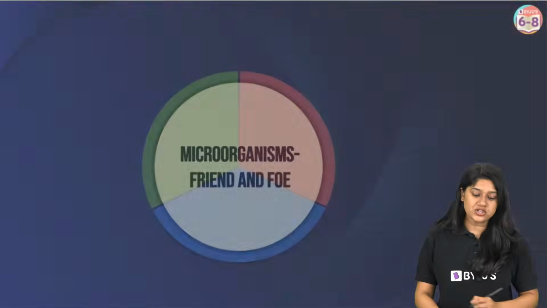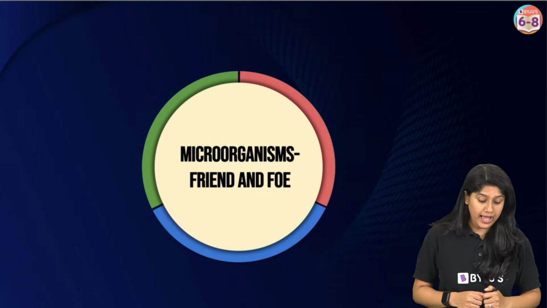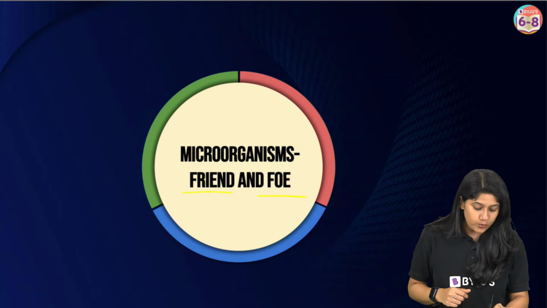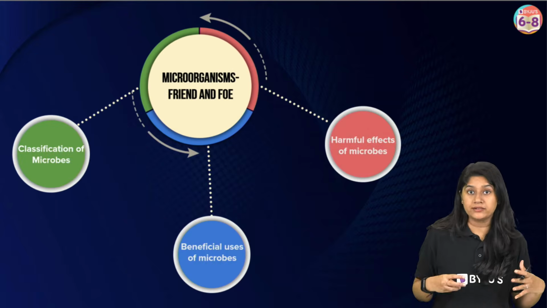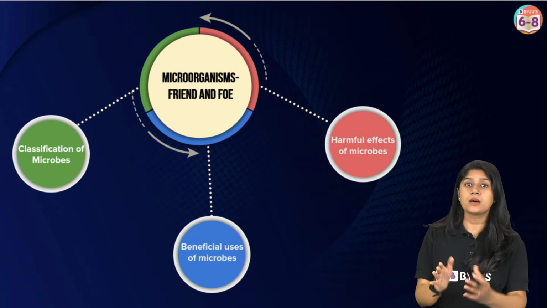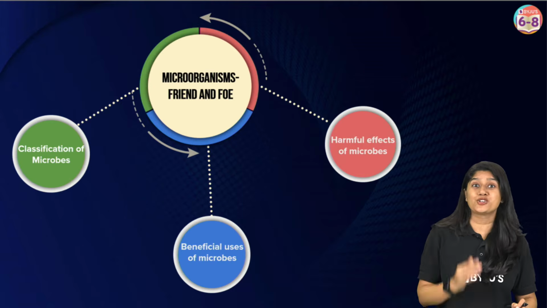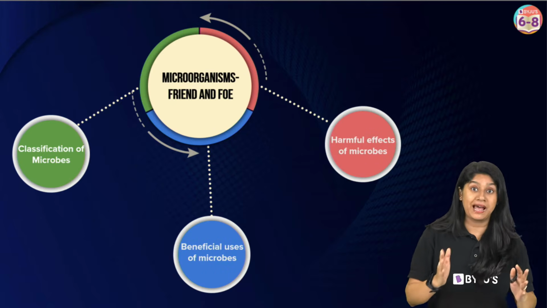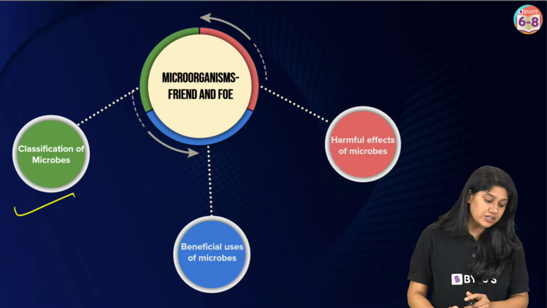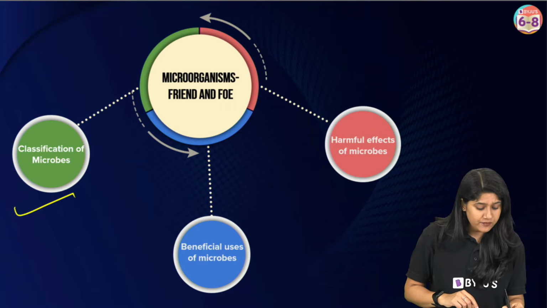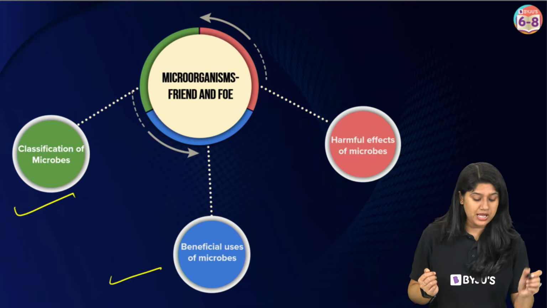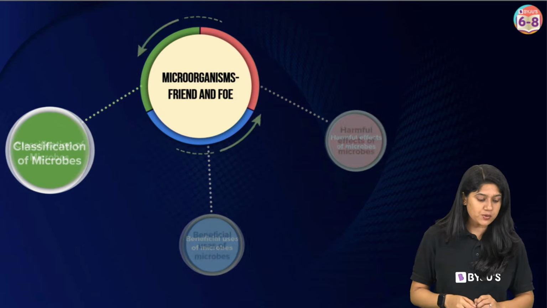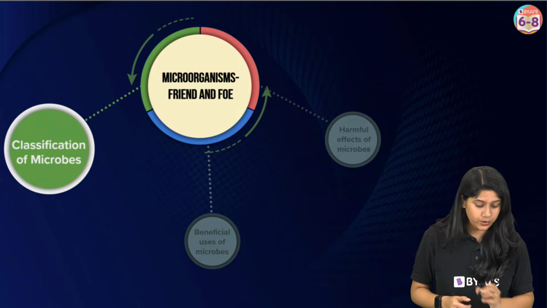This is a very important chapter from the exam point of view. And when we discuss microorganisms, whether they are friends or foes, we can broadly categorize this chapter under three important subdivisions. It's very important for us to break the chapter so that we know what we have to study and we can easily plan our study. So here we have the first part, which is the classification of microbes. Then we have beneficial uses of microbes, and then we have harmful effects of microbes. So we are starting with the first one, which is the classification, and here we go.